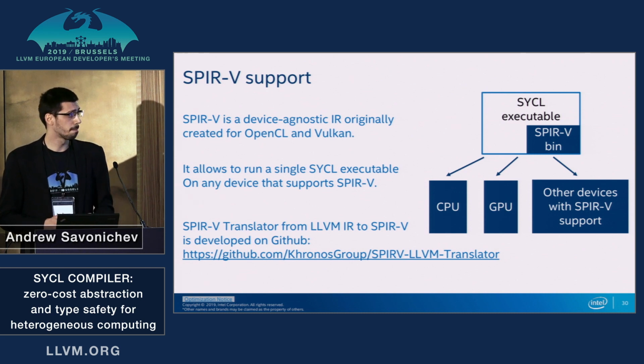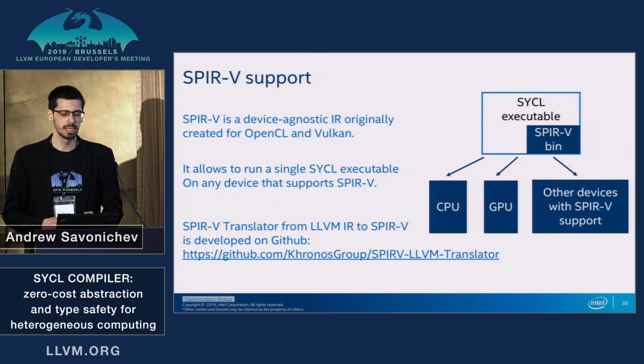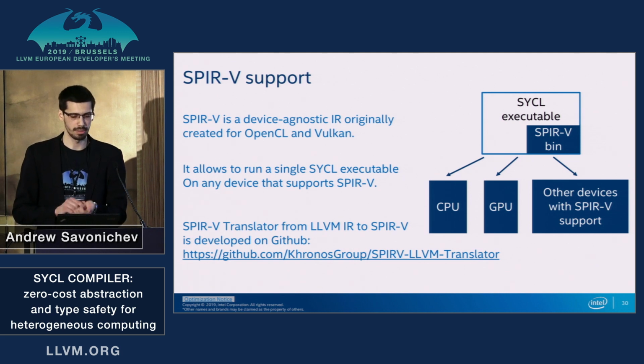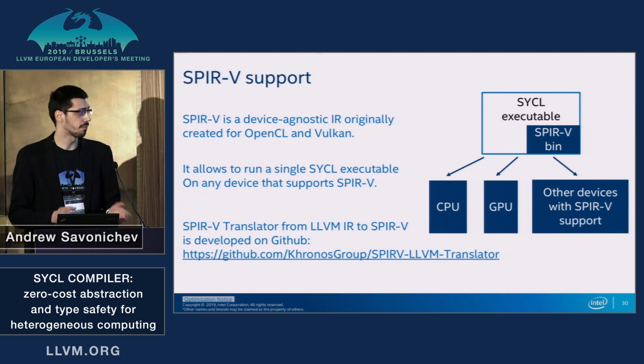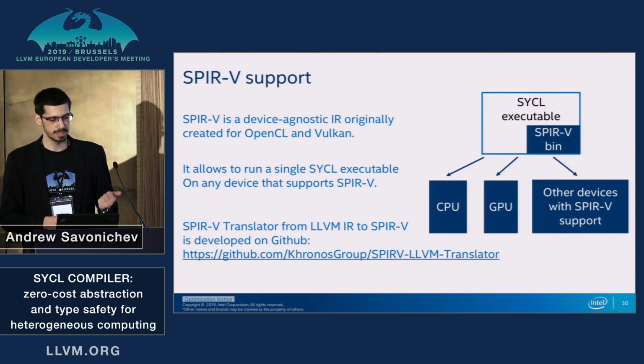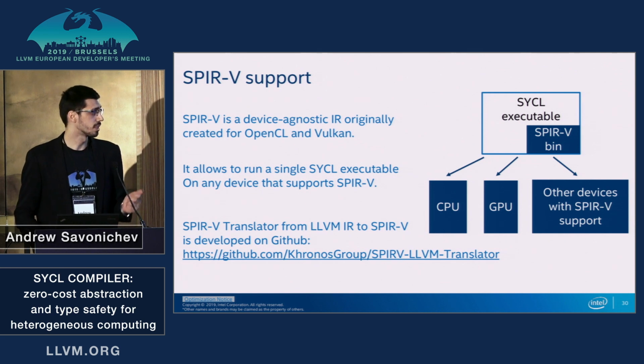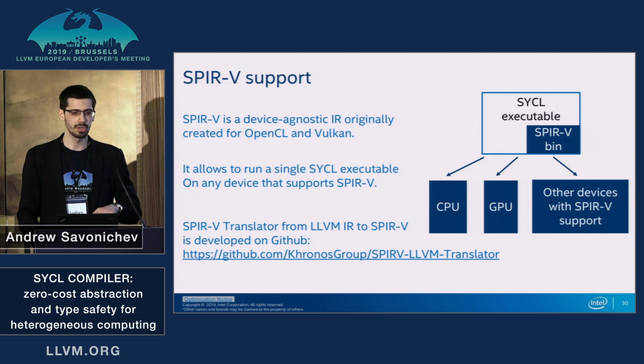And this is useful because you may not control the environment in which your program will run. If your users have an AMD GPU, ARM GPU, or Intel CPU, you don't want to compile separate executables. We want to compile one executable and run it everywhere. There are a lot of devices that already support SPIR-V. And for our SYCL compiler, we currently use the SPIR-V LLVM translator, which is a library that allows you to convert LLVM IR to SPIR-V and vice versa.